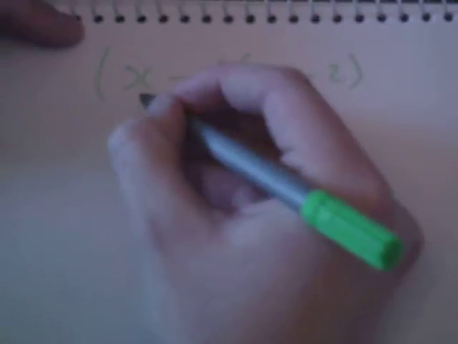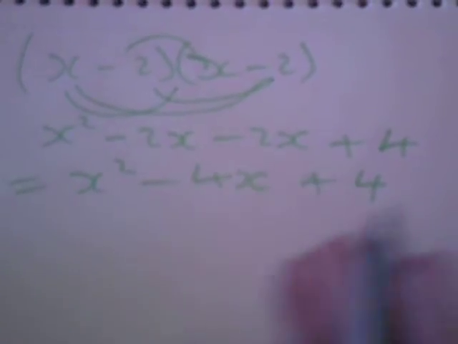So, if I had (x minus 2)(x minus 2), you would know that that is x squared minus 2x minus 2x plus 4, which is x squared minus 4x plus 4. Okay, and exactly the same applies when you're dealing with complex numbers.